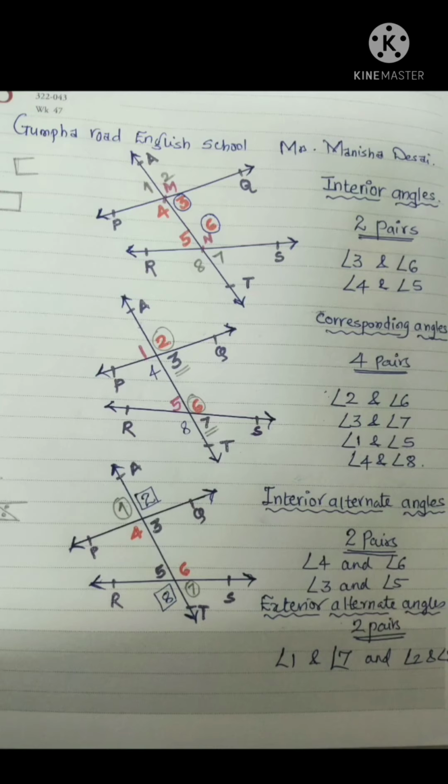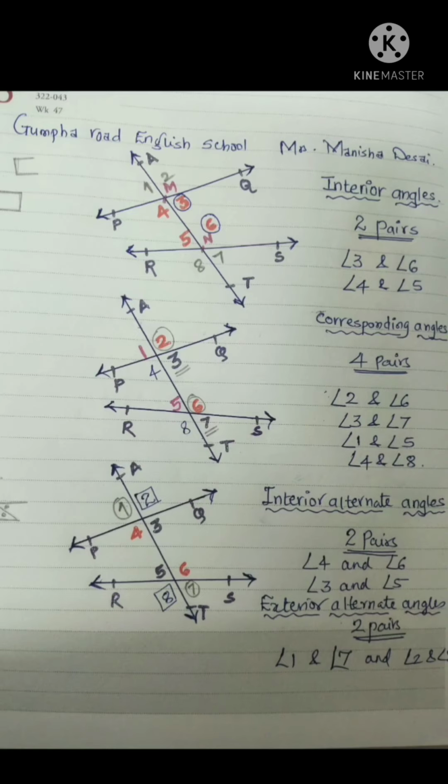Now the pairs of angles which are on the opposite sides of the transversal are known as alternate angles. So angle 4 and angle 6 and angle 3 and angle 5 are interior and on opposite sides of the transversal. So they are known as interior alternate angles. Generally you can see these pairs in a Z shape.